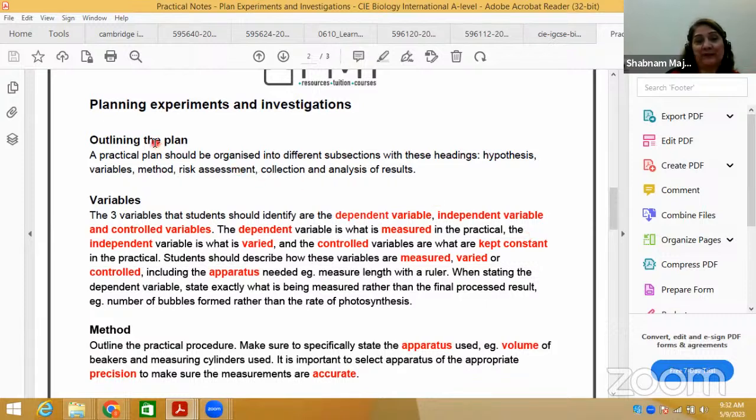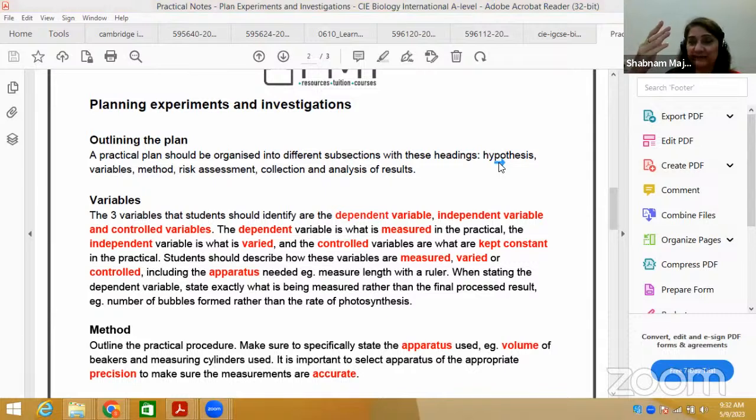For example, you can see, outlining the plan should be organized into different subsections with these headings. You are not going to write the headings while planning an investigation, but you have to have them in mind. So, what are the headings?